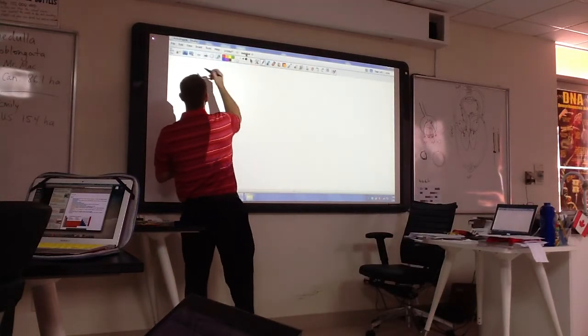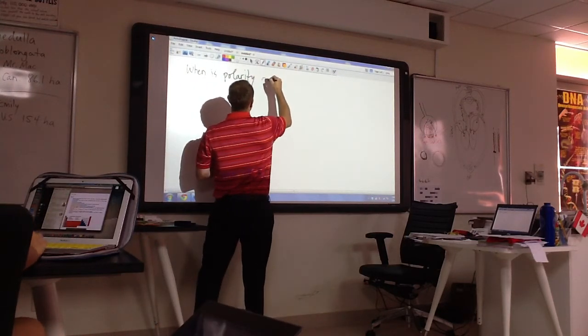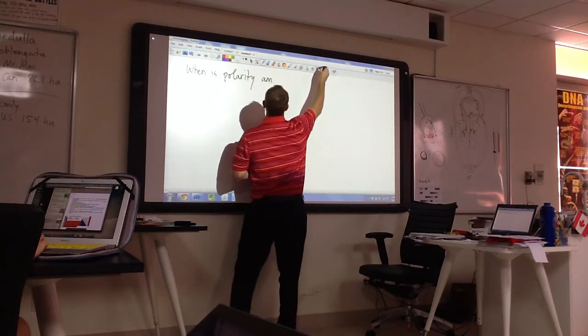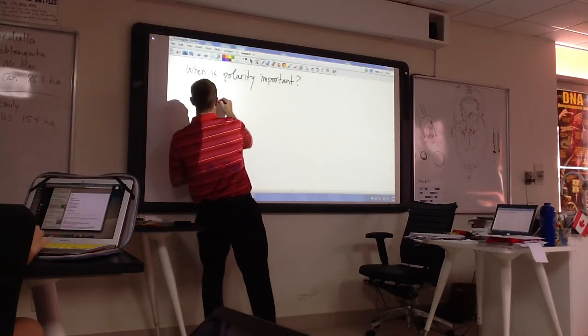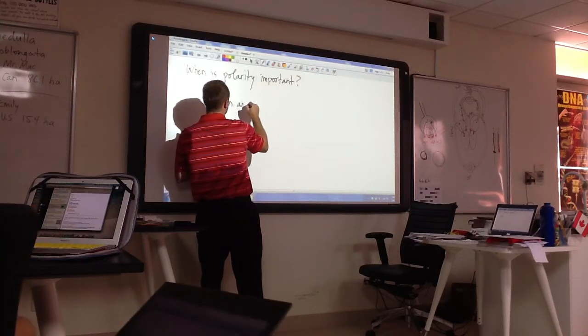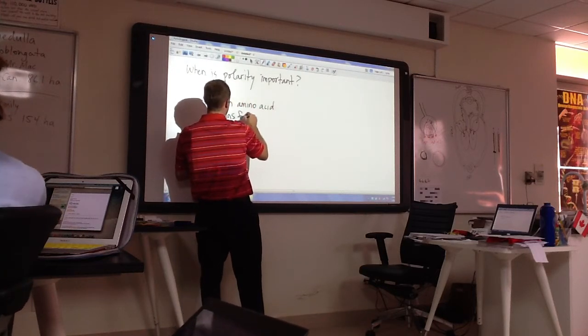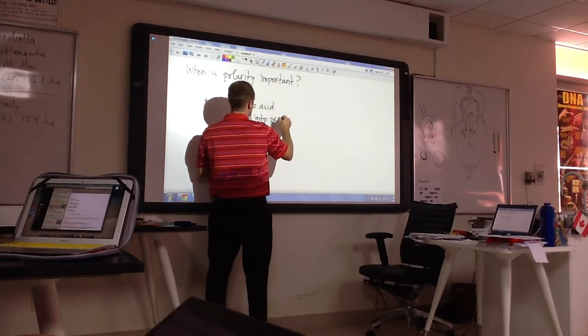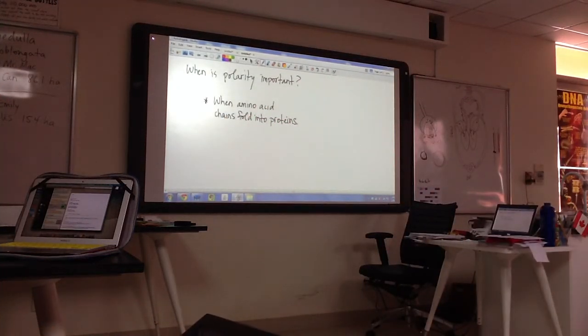Right? So we said, an example of when is polarity important? We talked about amino acids and proteins. We'll talk about the amino acids and how they bind together again in one of the upcoming sessions, I think next session actually. But what is the basic structure of an amino acid? Does anybody remember what that was?